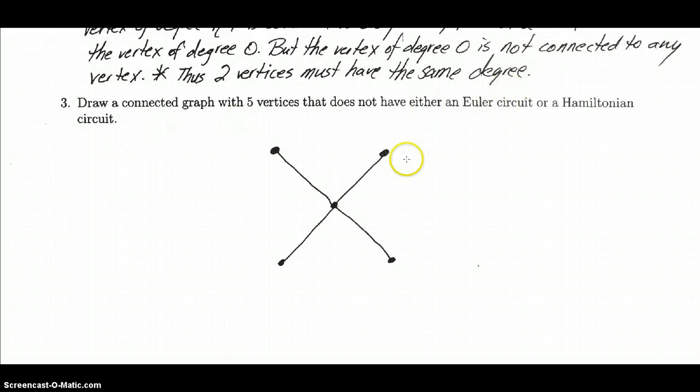Now, in an Euler circuit, we could, but the problem here is we can't get back to that central vertex without going along an edge more than once.